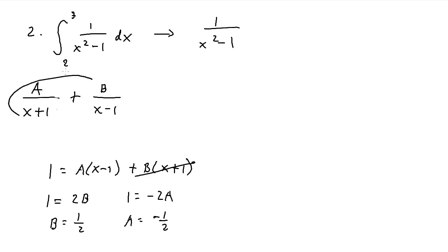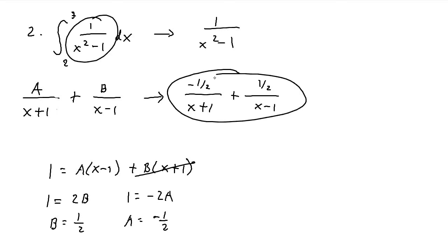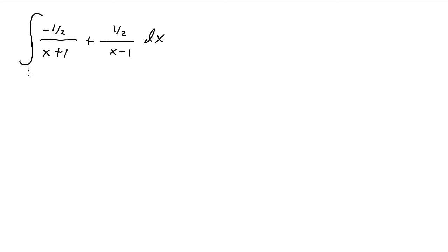So if I come back to the decomposed model and go ahead and sub in the terms, so a is negative 1/2. So we get negative 1/2 over x plus 1 plus b is going to be 1/2 over x minus 1. Since we have broken this up into this decomposed fraction, we can go ahead and integrate with respect to x. So now remember, the bounds of the integral were from 2 to 3. So let's go ahead and integrate now.